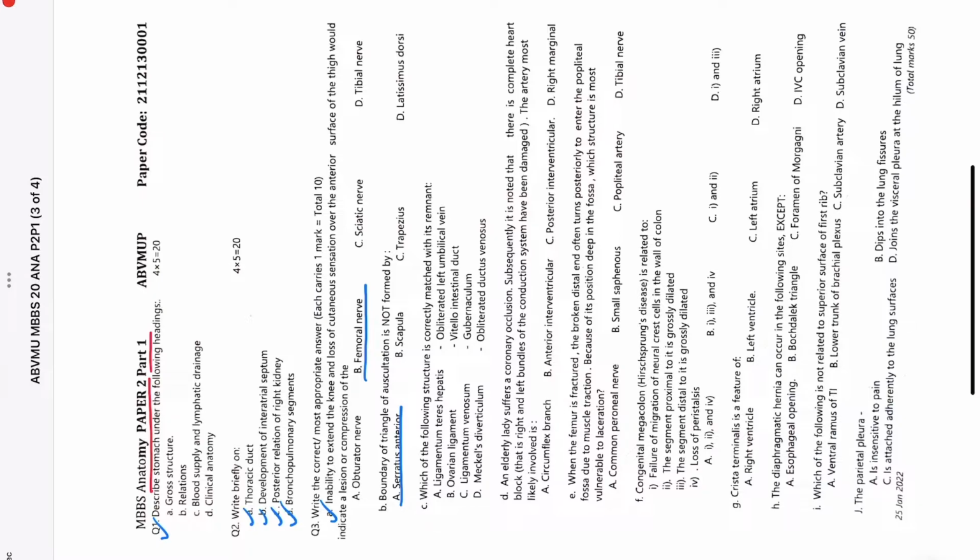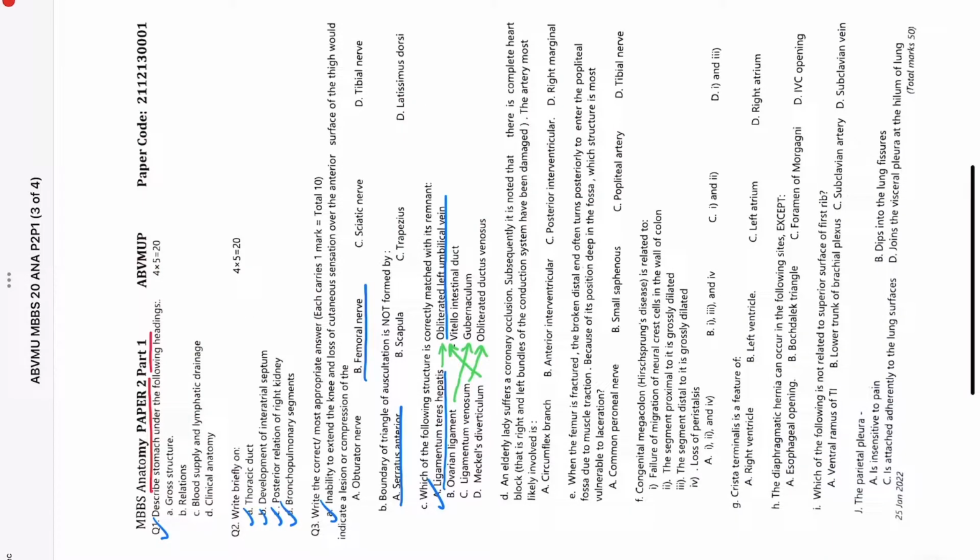So now look here, ligamentum teres hepatis is of course the obliterated left umbilical vein. Then ovarian ligament is a remnant of gubernaculum. Ligamentum venosum is a remnant of obliterated ductus venosus. Meckel's diverticulum is a remnant of vitellointestinal duct. So you got your answer now? The answer is A. Ligamentum teres is a remnant of obliterated left umbilical vein.